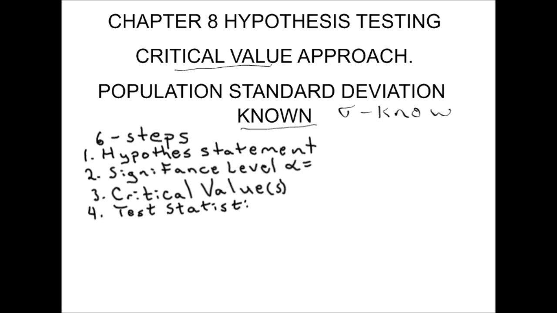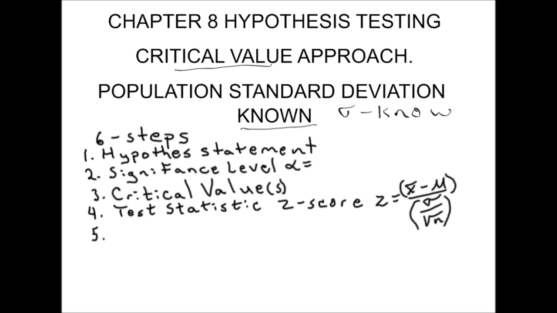This is just a z-score, the same one that we used in our confidence intervals and probability. Z equals x bar minus mu over sigma over square root of n. So it's not a new calculation.